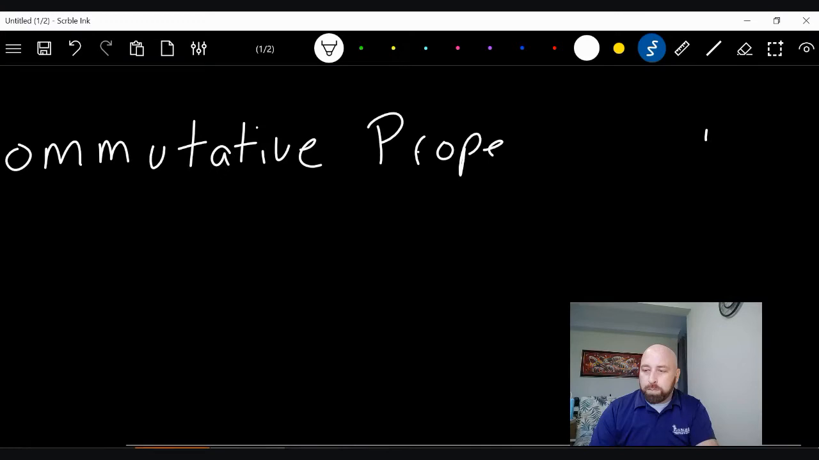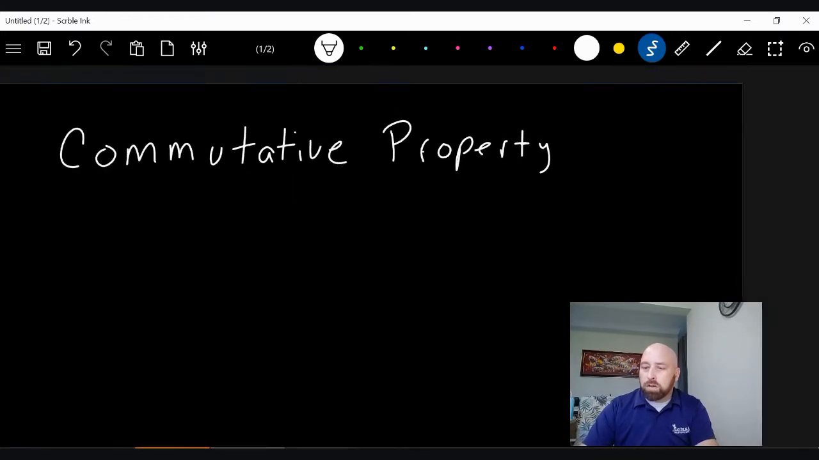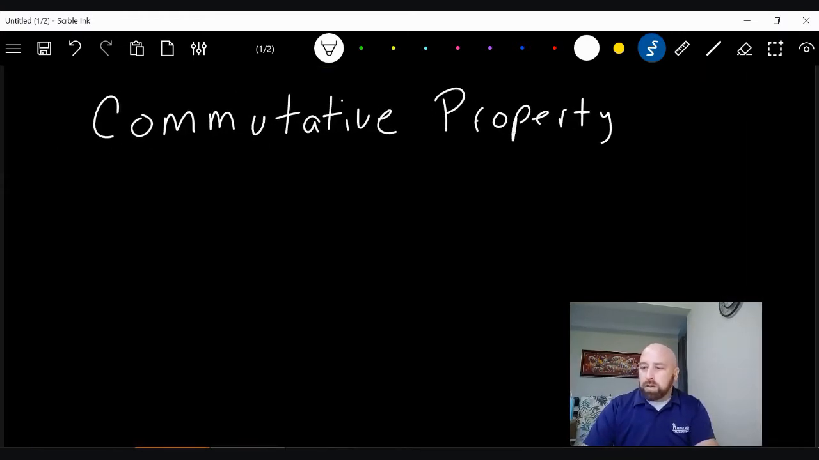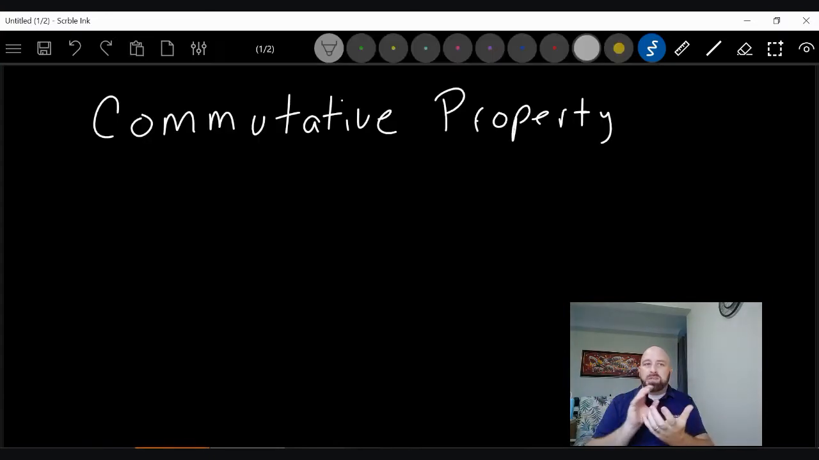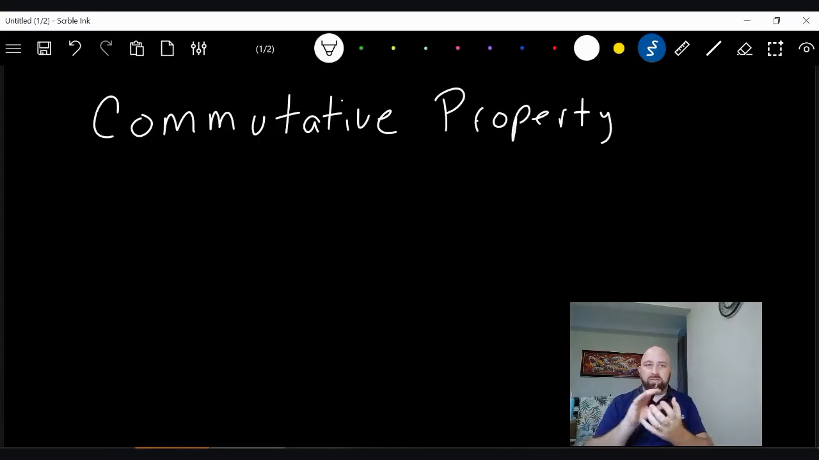Well, what is a property? Well, a property is kind of like a law. It's a rule, okay? And so this is the commutative rule, the commutative law. And what does the commutative law state? Well, the commutative law states that we can switch things around. We can move things from one side to the other, okay? So here's what that means.